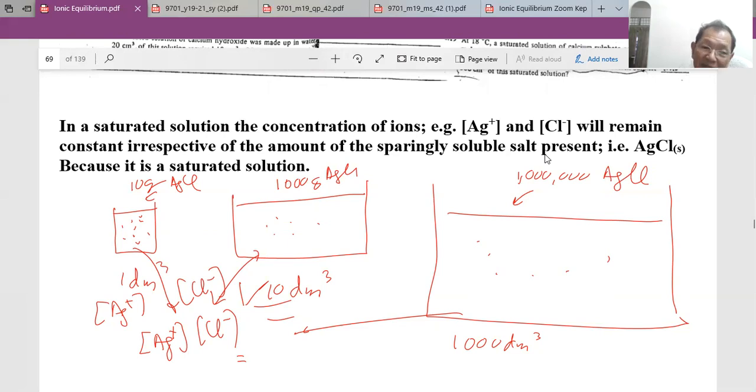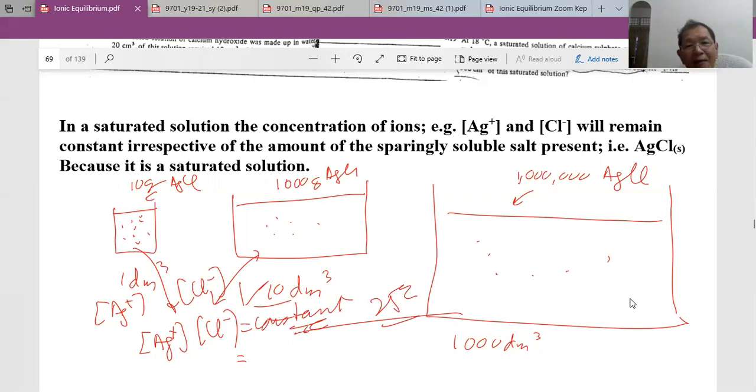It is a constant at a given temperature. Temperature 25, constant. This is what it means. This will be a constant. That's the beautiful thing about it. So if you put more inside here, it won't dissolve, it will be a solid, because it reaches a saturation point. And the ionic product of Ag plus and Cl minus is equal to the Ksp value at the given temperature.